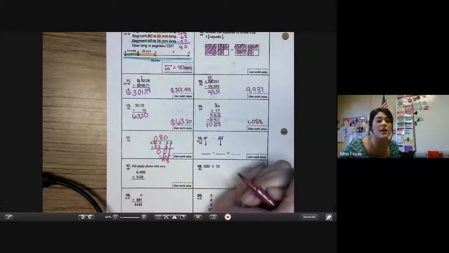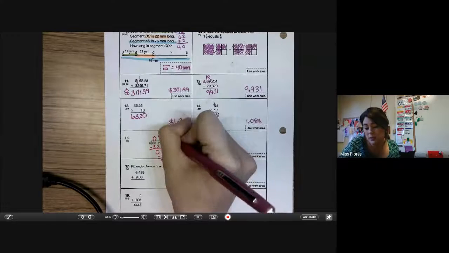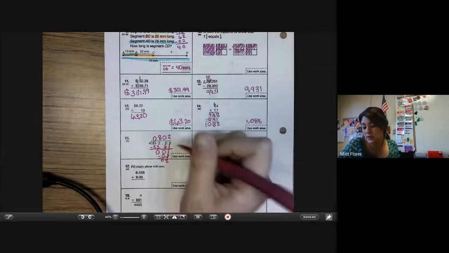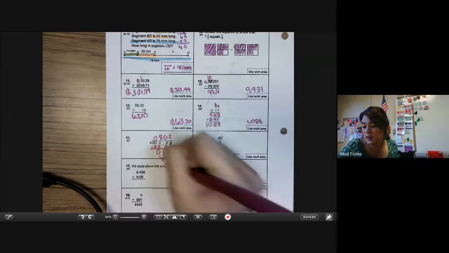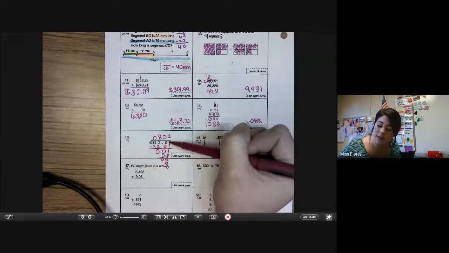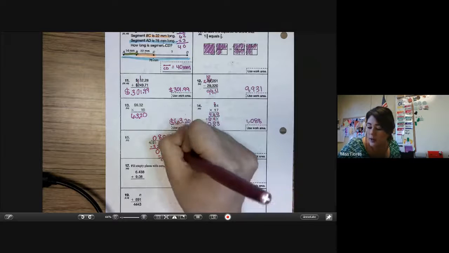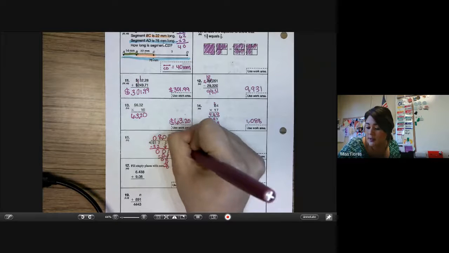All right, so we bring down the 8, and we see how many times 4 goes into 8, and that is 2 times. 4 times 2 is 8. 8 minus 8 is 0. So now we are dealing with money, so we need 2 place values, 1, 2. So our answer is $8.02.